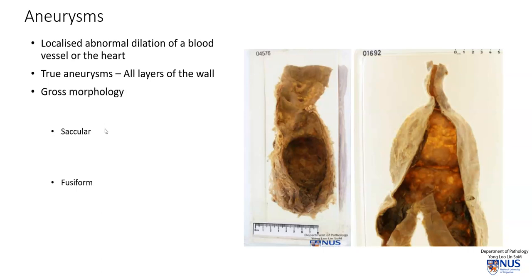In terms of the gross appearance, there are two main shapes of aneurysms. We have the saccular aneurysms, which means it's more of a localized outpouching. And we can see an example here. This is the abdominal aorta, and we can see that there is this localized outpouching. Or we can have a fusiform shape, as we can see here. Again, this is the abdominal aorta with its bifurcation distally, and we can see that the entire circumference is dilated.